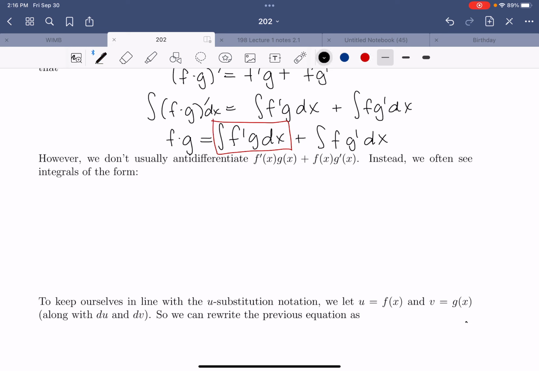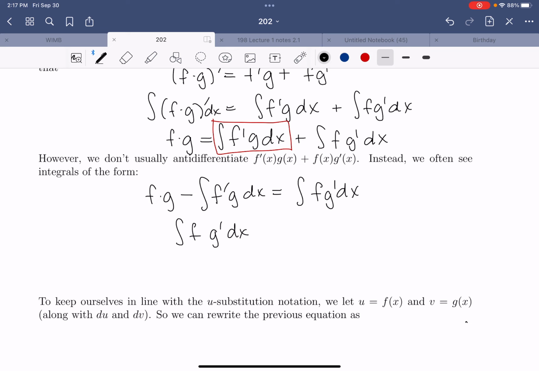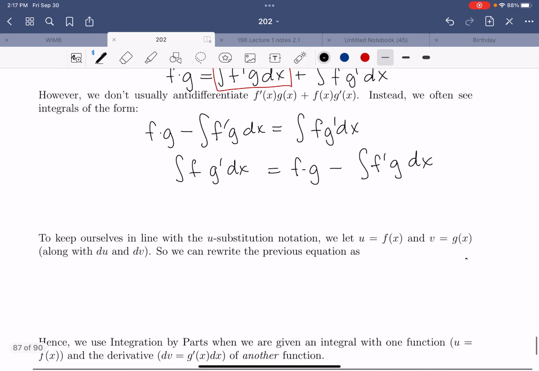So if we subtract that from both sides, then on the right-hand side, I just have the integral of f g prime dx. And that's equal to f times g minus the integral of f prime g dx. And I'm just going to flip them around. So the integral of f times g prime dx is equal to f times g minus the integral of f prime g dx. Okay, so now we can use this as a formula.